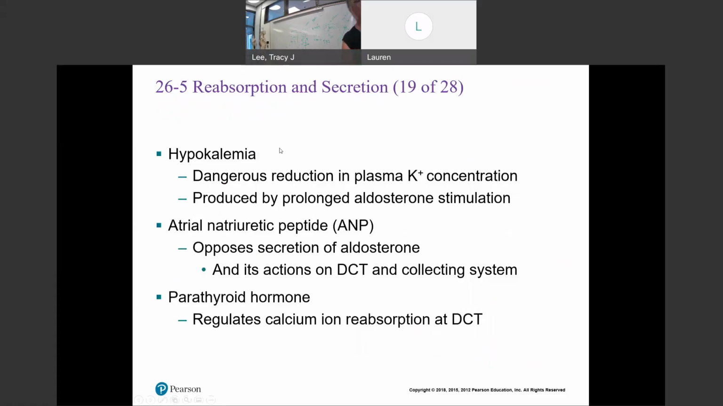Hypokalemia, this is a dangerous reduction in potassium concentration. Why would we see this if we have prolonged aldosterone? What would happen if I had too much aldosterone? It's constantly affecting my distal convoluted tubules. Who's it saying to come out of the tubules? Aldosterone says what? Hold on to what? So, which means Na is coming out and chloride's coming out, right? So who's going in? Potassium, and potassium's going out into the bladder.